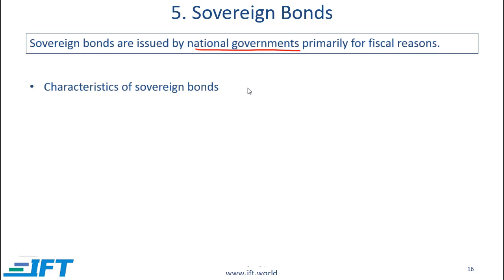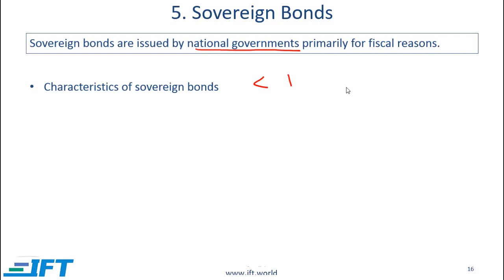To continue with the United States example, bonds with maturities of less than 1 year are called US T-bills or Treasury bills. When the maturity is between 1 year and 10 years, then the bonds are called Treasury notes or T-notes. And when the maturity is greater than 10 years, then they are called Treasury bonds.